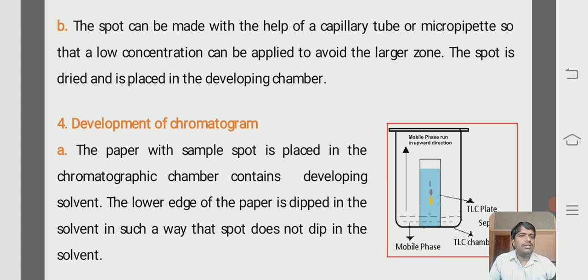The paper with the sample spot is placed in the chromatographic chamber, which contains developing solvent. See, we have taken a solvent at the bottom. We can see the solvent at the bottom of the developing chamber, and the lower edge of the paper is dipped in the solvent in such a way that the spot does not dip in the solvent. That spot should not be dipped in that solvent. So we should keep that in mind while dipping the paper in the mobile solvent.